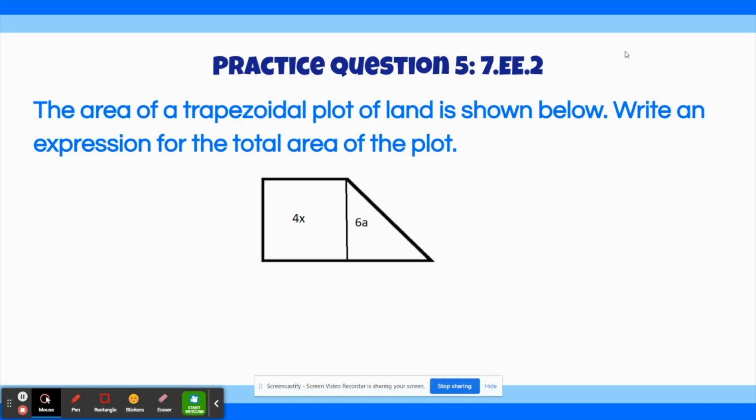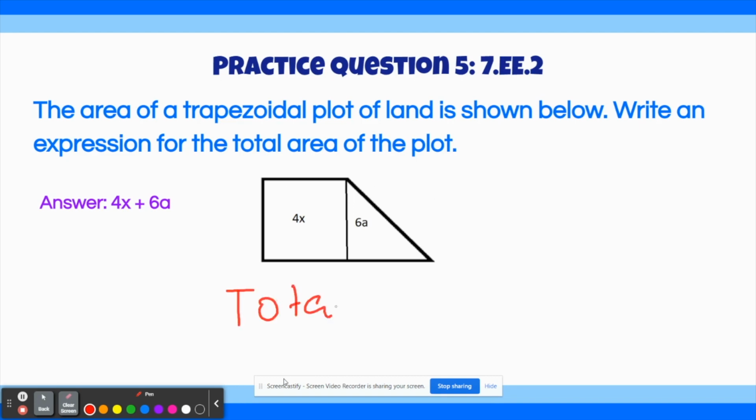Okay, the correct answer to this question is 4x plus 6a. So for this, we're trying to write an expression for the entire area of the trapezoid, the total area. So right now the trapezoid is split up into two parts. It's split up into this triangle over here on the right, and then this square over here on the left. And we're given expressions for both the area of the square and the area of the triangle. So that means the total area would just be these two inner areas added up.